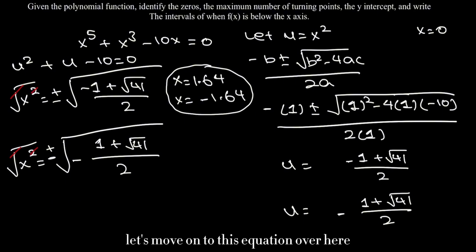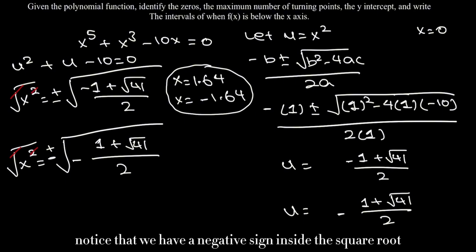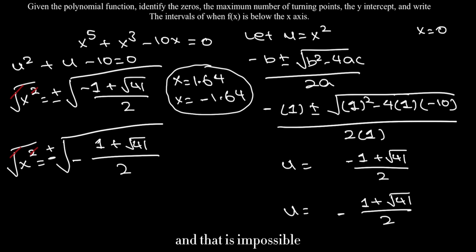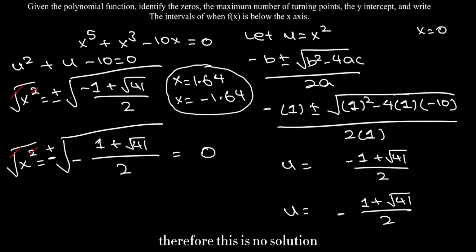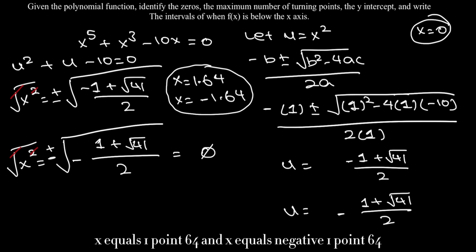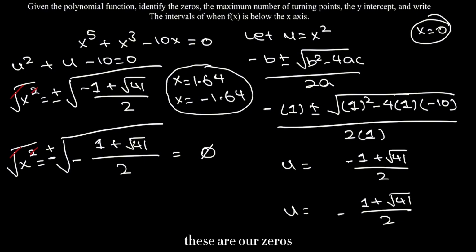Let's move on to this equation over here. Notice that we have a negative sign inside the square root, and that is impossible. We cannot take the square root of a negative number, therefore this is no solution. We have found, therefore, our x values. x equals 0, x equals 1.64, and x equals negative 1.64. These are our zeros.